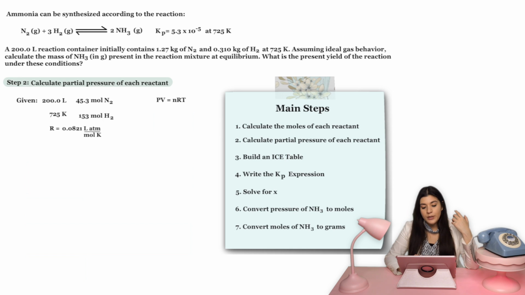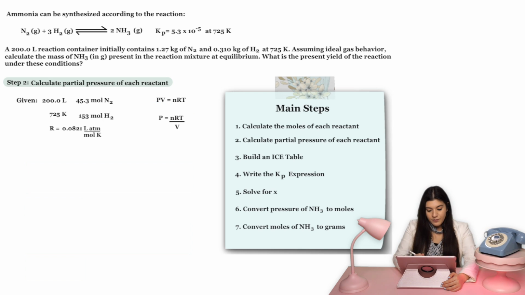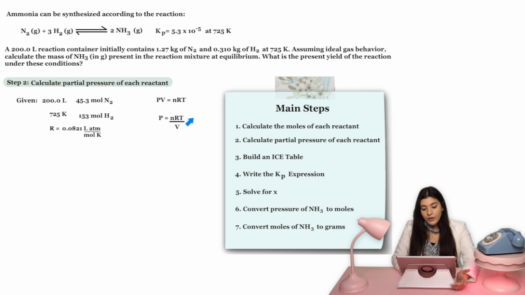Remember, this is going to be using the ideal gas law, which is PV equals nRT. And then I'm going to solve for pressure. So when we solve for pressure, all I have to do is divide over the volume. If I divide over the volume, this is the formula that I will be plugging everything into.